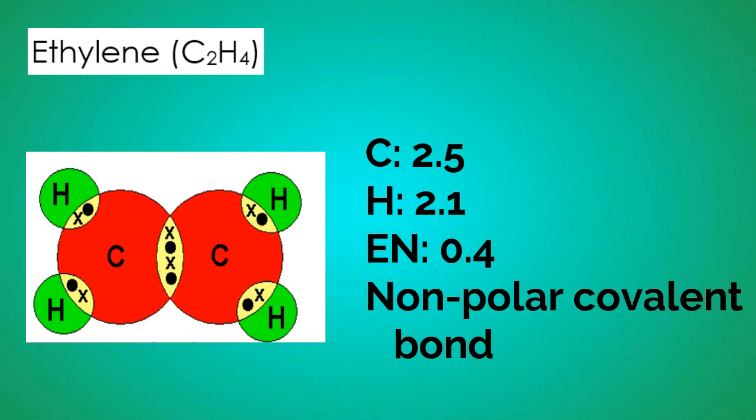Ethylene is consisting of 2 carbon atoms and 4 hydrogen atoms. Carbon has 4 valence electrons, while hydrogen has 1 valence electron. Put the 2 electrons between each bond to make a covalent bond. The electronegativity value of carbon is 2.5, while that of hydrogen is 2.1. The electronegativity difference is 0.4, therefore it is non-polar covalent bond.